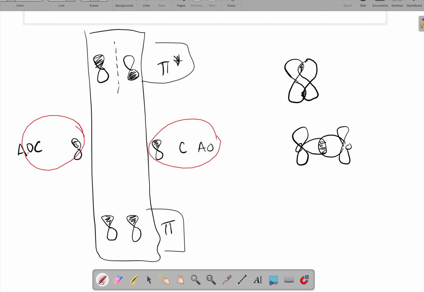Those are our atomic orbitals that are helping us to understand how we got to the molecular orbitals. Do we need them? No. Do you need them? I don't know. You decide.